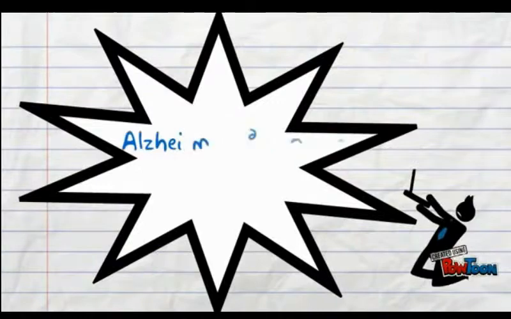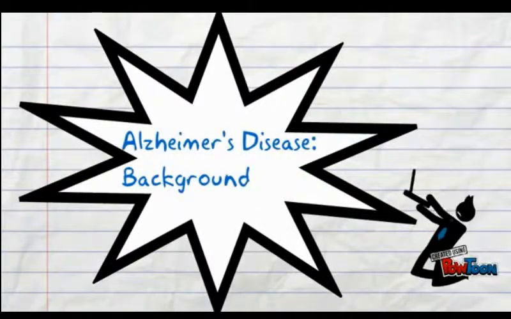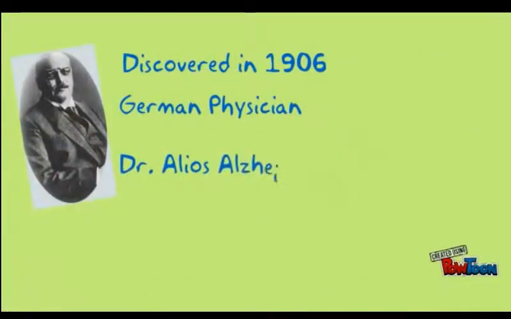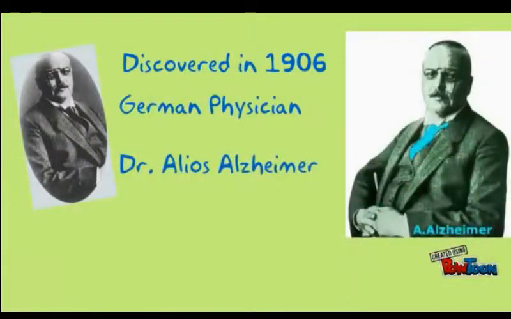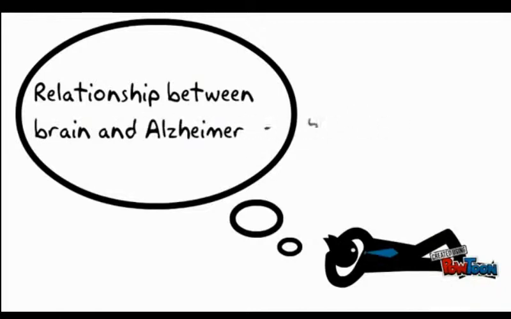Background of the Alzheimer's. It was discovered in 1906 by a German physician named Dr. Alois Alzheimer. Following up the relationship between the brain and Alzheimer's.